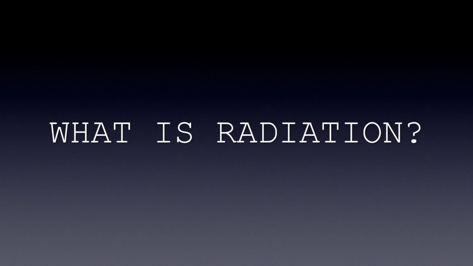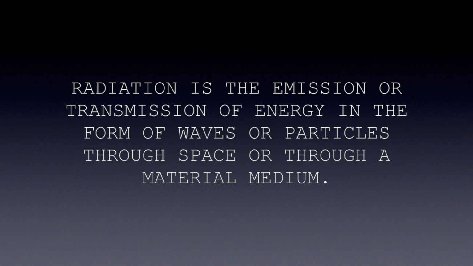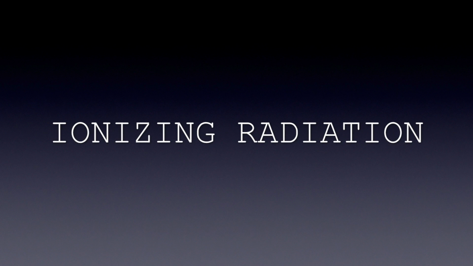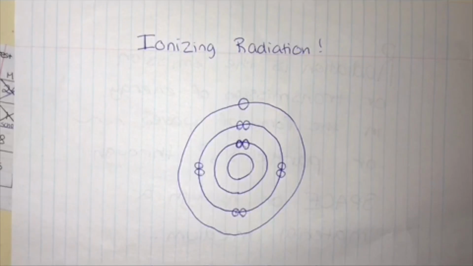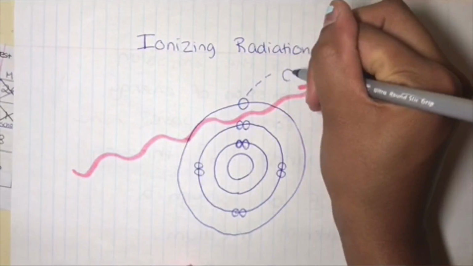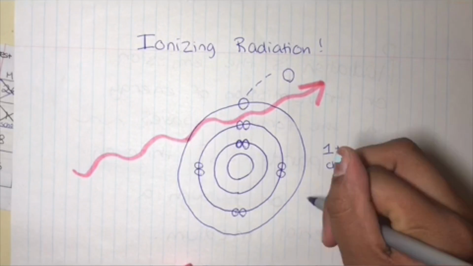To begin, what is radiation? Radiation is the emission or transmission of energy in the form of waves or particles through space or through a material medium. Last year, we learned about ionizing radiation, which is a type of radiation with enough energy that it can remove tightly bound electrons from the orbit of an atom, causing the atom to become charged or ionized.